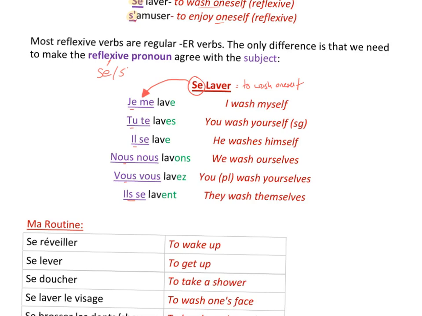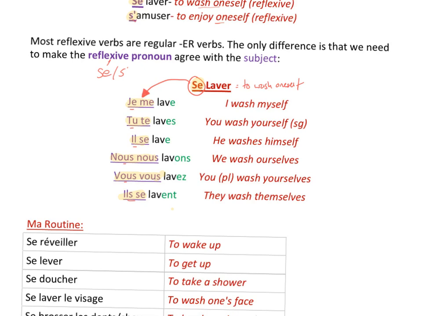So what happens? It becomes je me. The se changes to me. So je me to te. The se changes to te here, okay? Il se stays the same. Then goes to nous, nous, vous, vous, il se. If you can learn it off like that, you'll have no problem. Je me, tu te, il se. Nous, nous, vous, vous, il se. So that's the first part of the verb.